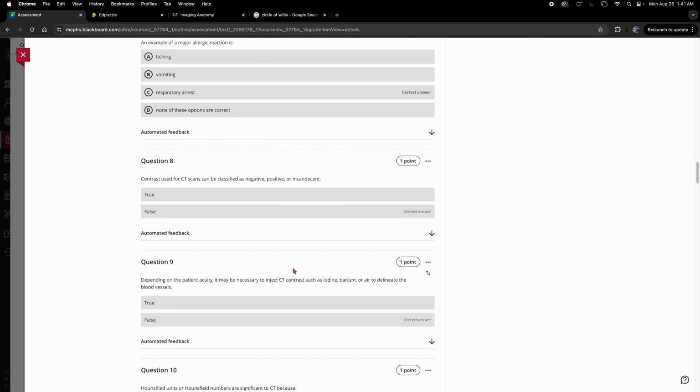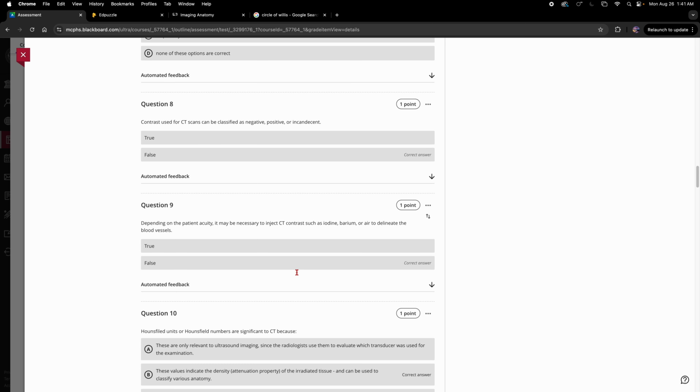Depending on the patient acuity, how serious they are, it may be necessary to inject CT contrast such as iodine, barium, or air to delineate the blood vessels. The sentence is constructed properly, but the information is inaccurate because we never inject barium or air into blood vessels. So this is false.